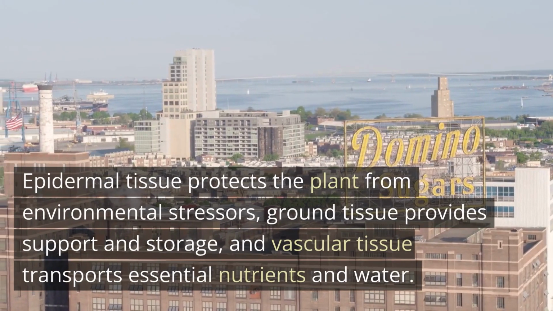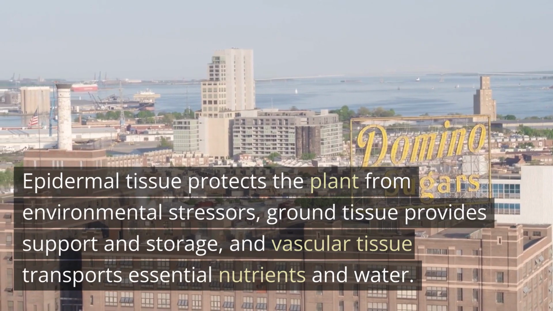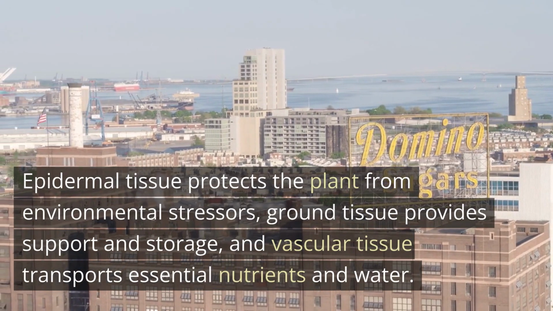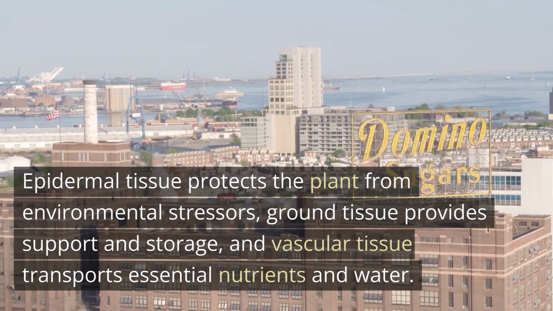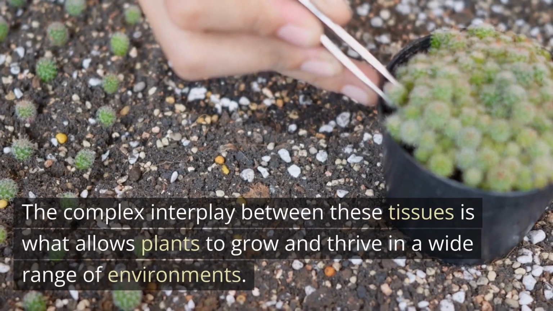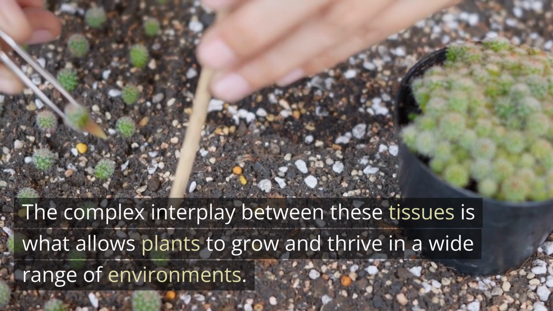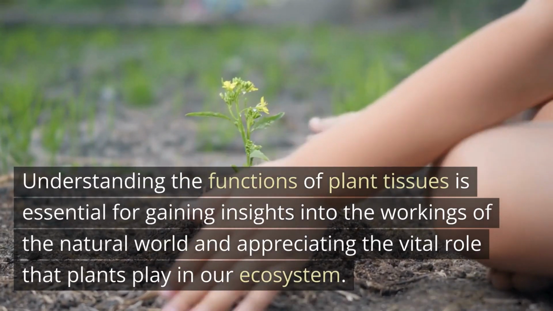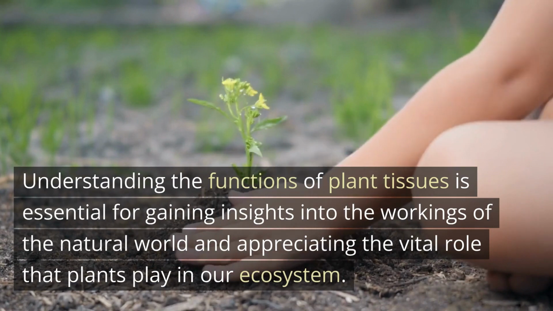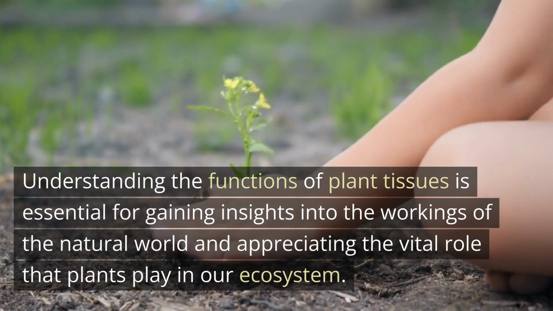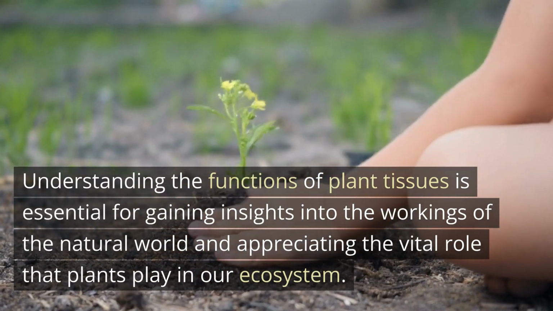Each type of plant tissue has a specific function that is critical to the plant's survival. Epidermal tissue protects the plant from environmental stressors, ground tissue provides support and storage, and vascular tissue transports essential nutrients and water. The complex interplay between these tissues is what allows plants to grow and thrive in a wide range of environments. Understanding the functions of plant tissues is essential for gaining insights into the workings of the natural world and appreciating the vital role that plants play in our ecosystem.